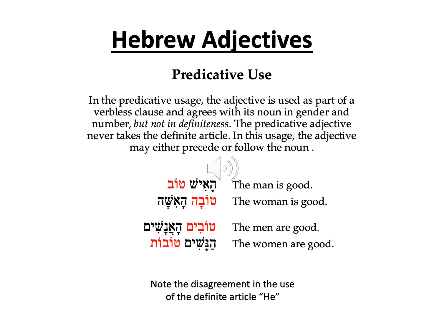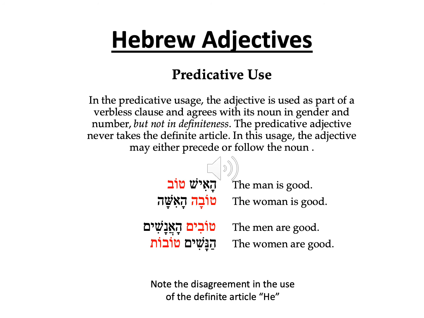We want to pair good with man, so to do this, we simply put the adjective right next to the noun and translate the pair as the man is good. Now you might say, how do we know that this isn't just the good man? Well, there are two clues. First, the adjective in the predicate use often comes before the noun. Not always, but most often, while an attributive adjective will come after the noun.